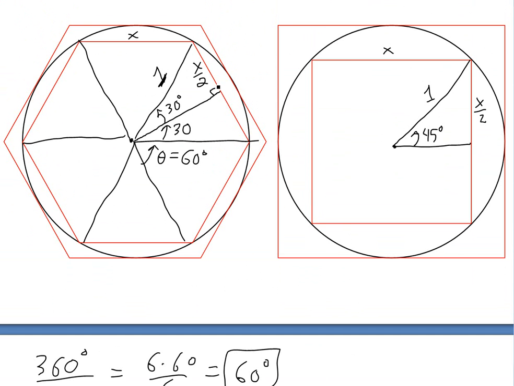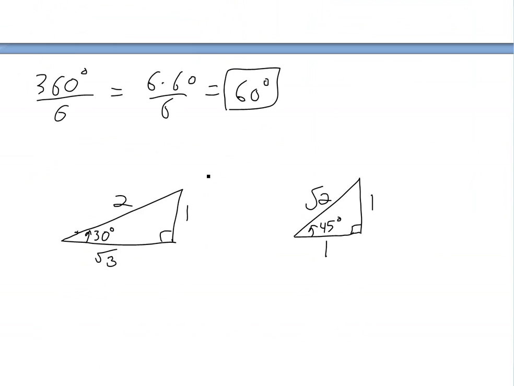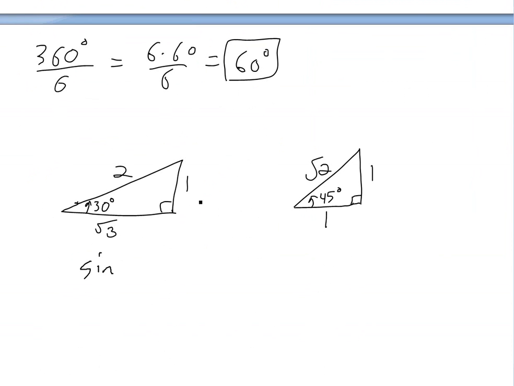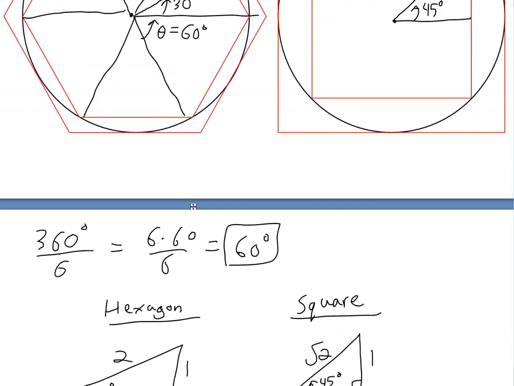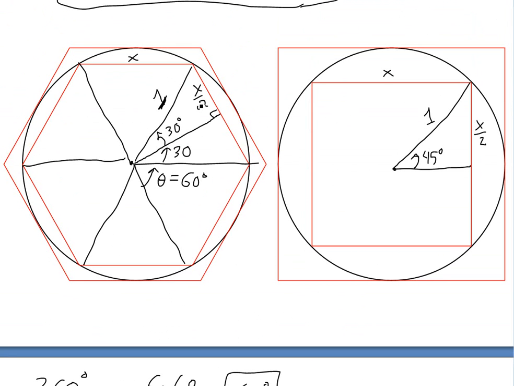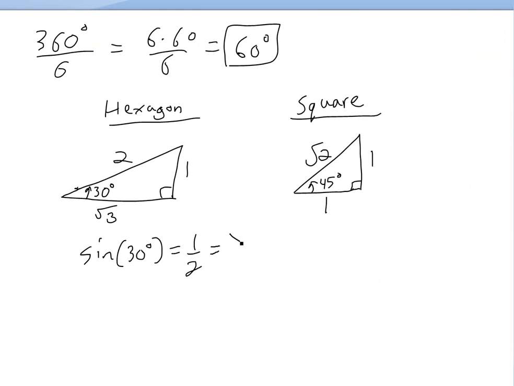So then to solve for x over 2, this is just going to be sine. In this case, this is for the 6-sided polygon. This is a hexagon. Just call it hex. So that's hexagon. Sine of 30 degrees in this case is just going to be 1 over 2. But then we're using similar triangles. If the ratio is supposed to be 1 over 2, we're just going to have x over 2 over 1 equals 1 over 2. The 1 doesn't do anything. The 2's cancel. So for this one, we're going to have x equals 1.